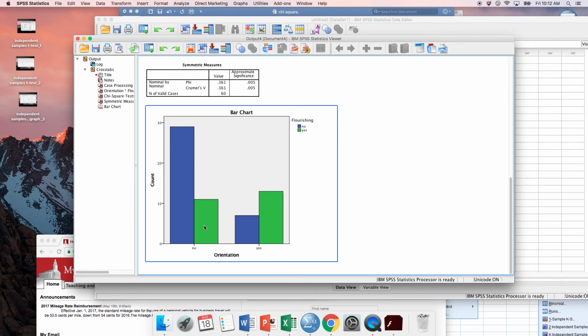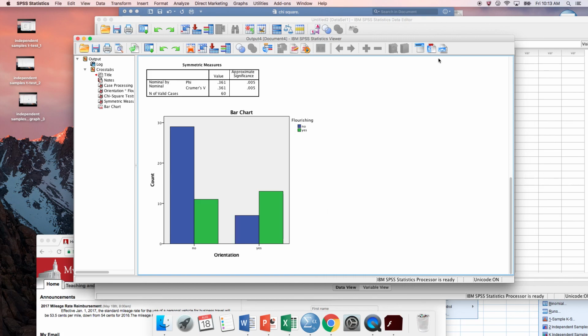We also might think about the design of this kind of a study and whether or not we could really conclude that orientation causes flourishing, or whether we have to use some caution in the way that we interpret that result. So think about that and reflect a little on your own about the design and how it relates to the statistic that we just chose.